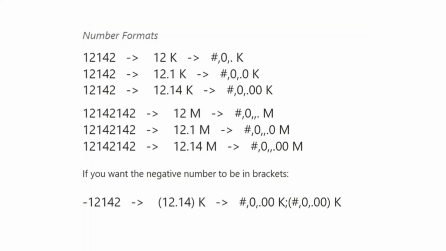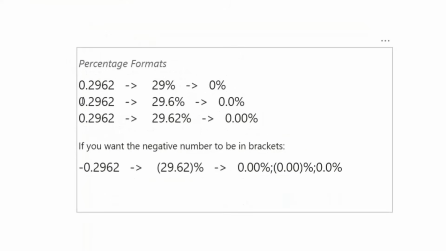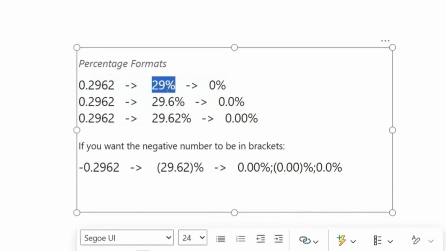And now let me show you the percentage format. So if you have a percentage format, and I have a number say 0.2962 and I just want to show it without any decimal places, we can just say 0%, which will just show the percentage without any decimal format. If you want a single digit, we can say 0.00%.